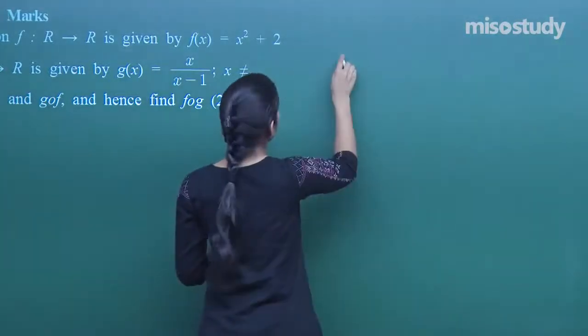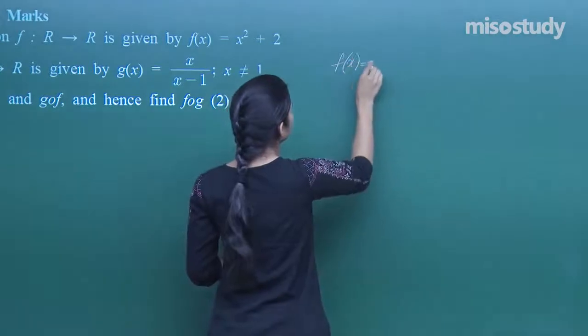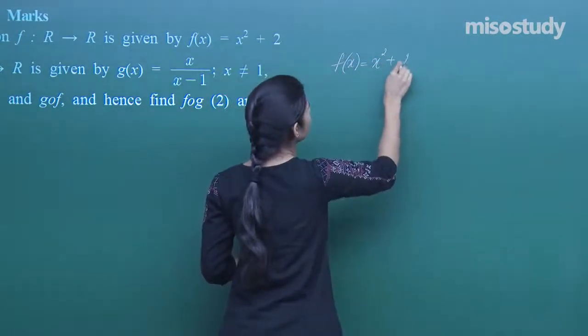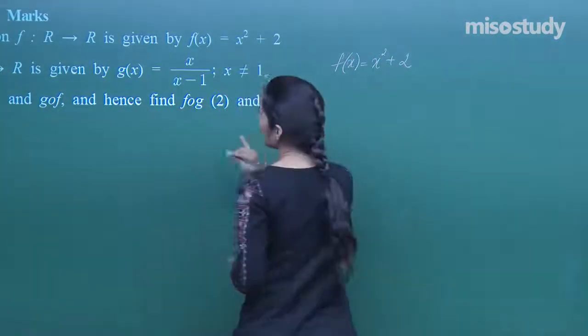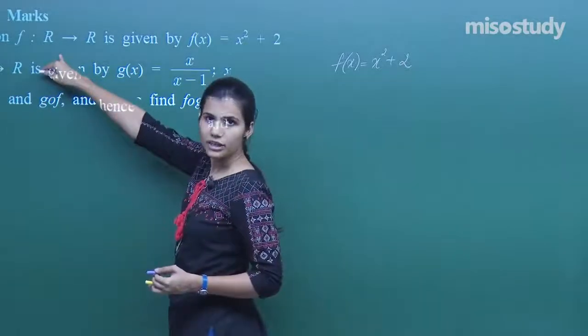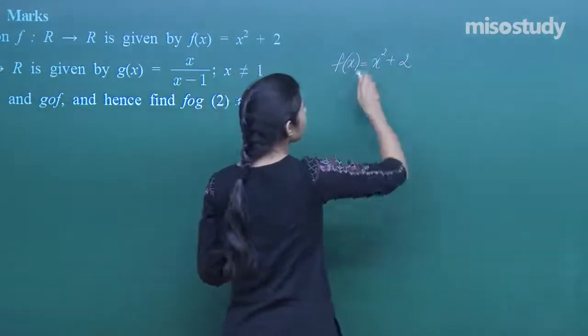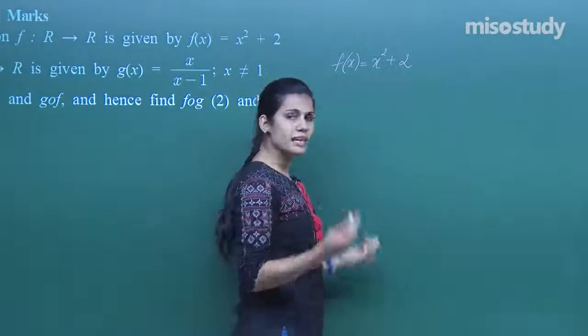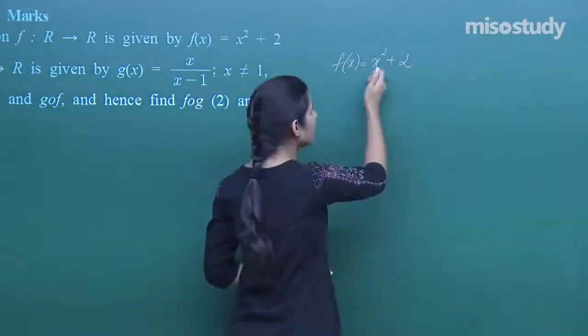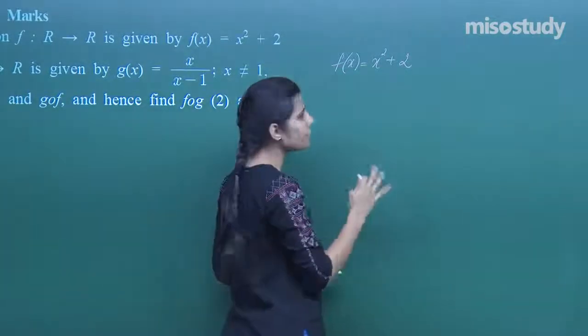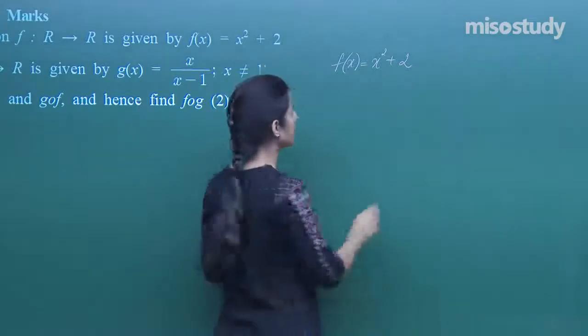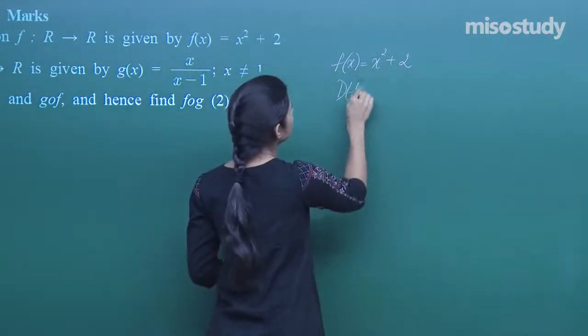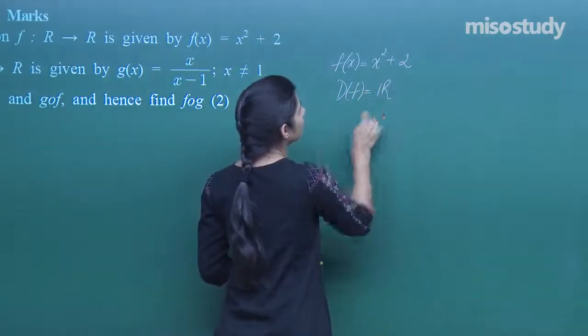f(x) is given as x square plus 2. Clearly x is allowed to take any real number because x square plus 2 is a defined real number for any real number as x. You plug in x equals any real number, x square plus 2 will always give you a defined real number. So domain of F is clearly all real numbers.